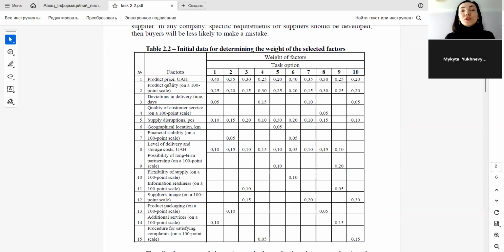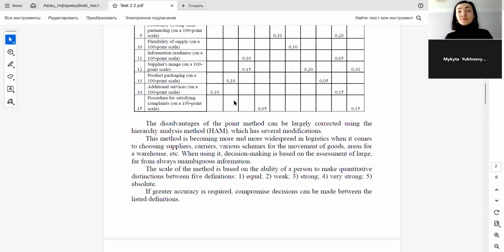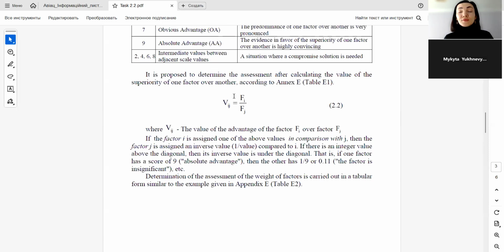For example, product price, it is our factor 1, has weight 0.40. Factor 2, it is product quality. For every variant the factors, first and second, are the same, and the weight of this factor is 0.25. So now we need to use this formula. Now I show this formula. 2.2, we use this formula for all this table when we find the difference between factors.